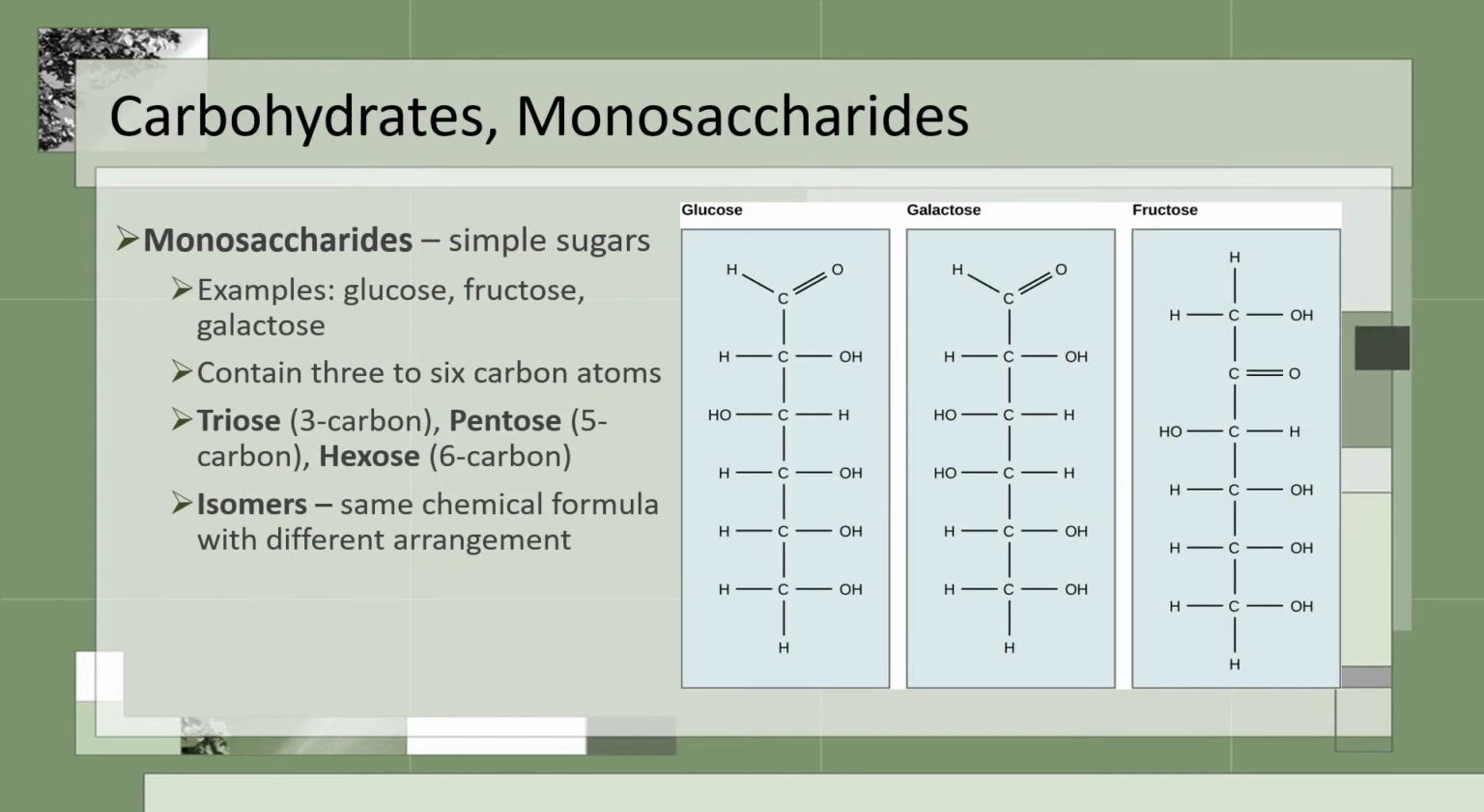Monosaccharides are the simplest of the carbohydrates. They are usually 3 to 6 carbons long, as noted in the image. These 3 examples are all hexose sugars since they are 6 carbons long.